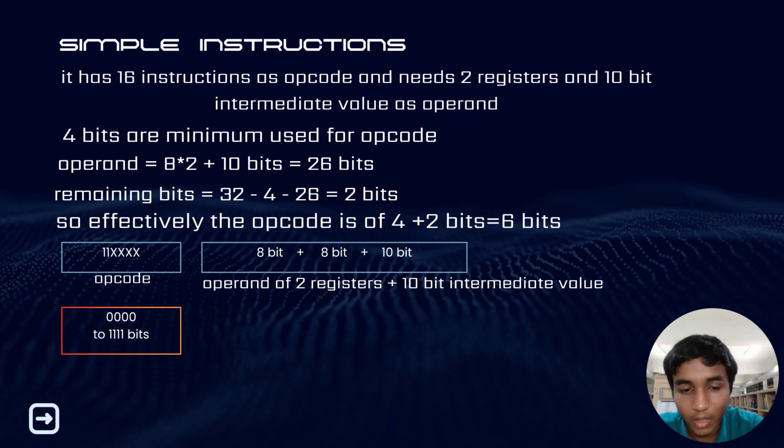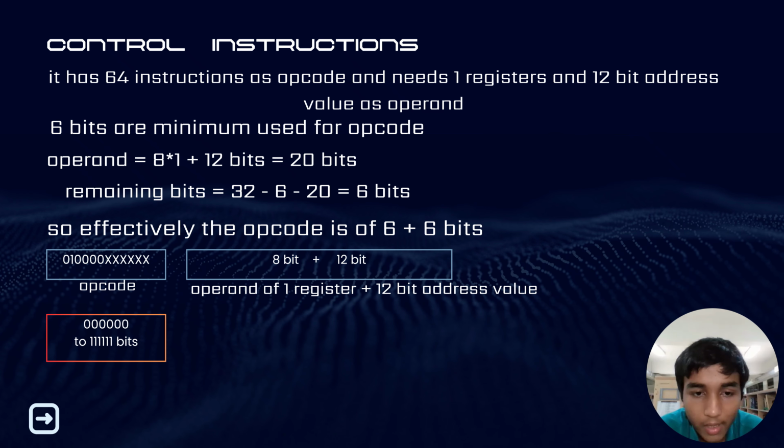Now the 6 bits are written as 11xxxx. So XXXX is from 0000 to 1111, which is 16 instructions, and the operand is 8 plus 8 plus 10 bits, which is 2 registers plus a 10-bit immediate value.